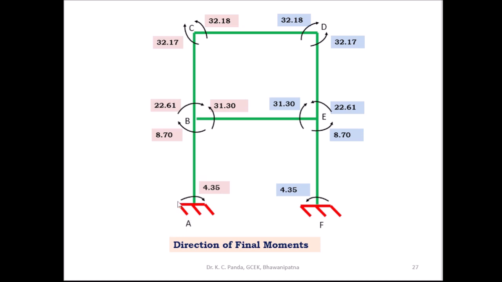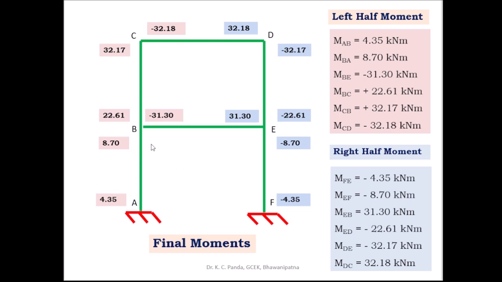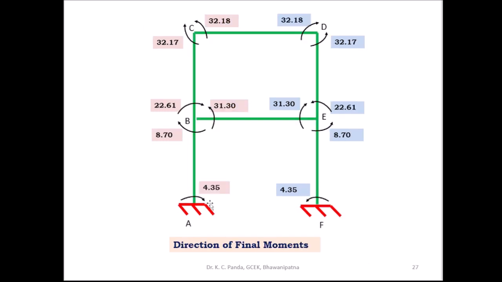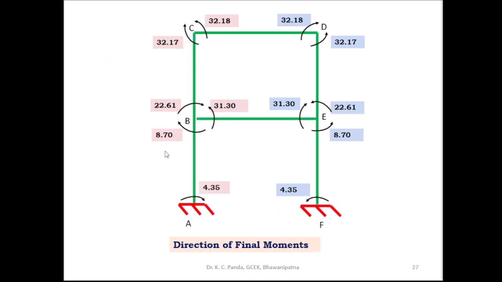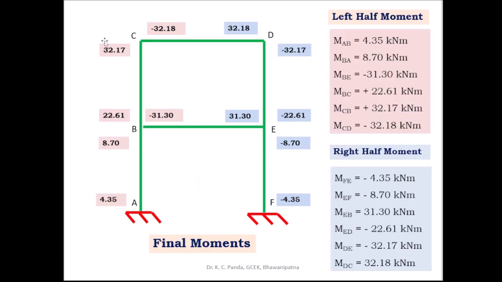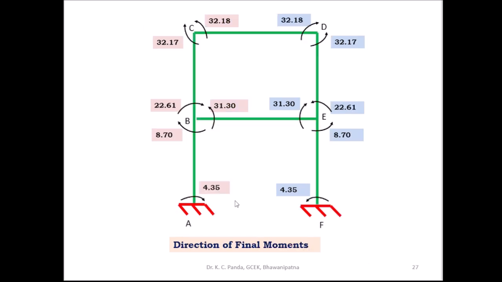As you know, the clockwise moment is positive, and the anti-clockwise moment is negative. So here you see these are the positive values. For this positive value, draw the direction of the moment as clockwise. And here this is the negative value, and for the negative moment, draw the direction of the moment as anti-clockwise. Similarly, complete all the directions of the moments, then after that you can draw the final bending moment diagram.